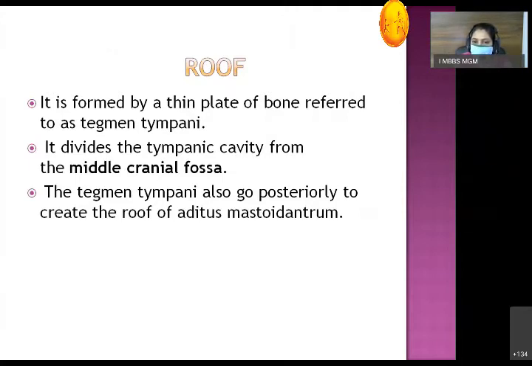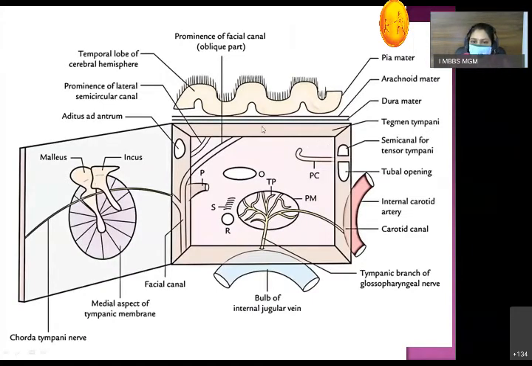This tegmen tympani also goes posteriorly, and it forms the roof of the auditus of the mastoid antrum. So if you see, this roof also goes posteriorly to form the roof of the auditus of the mastoid antrum. Auditus is an opening. So it forms the roof of the auditus of the mastoid antrum, because posteriorly there will be the mastoid process and the mastoid antrum. There will be the mastoid air cells.